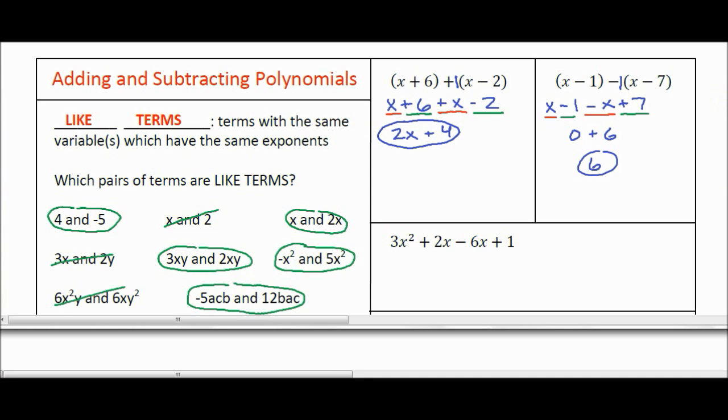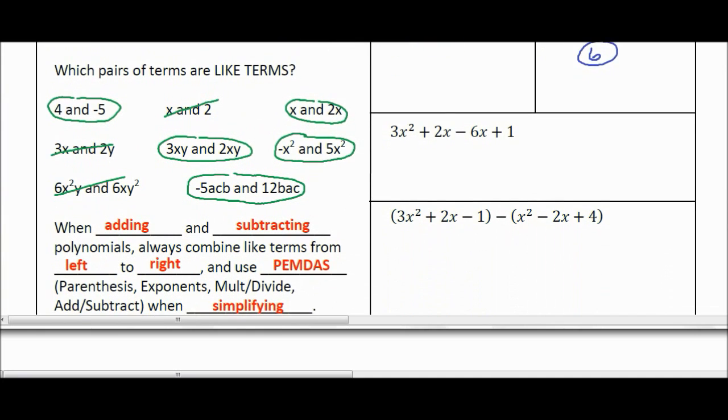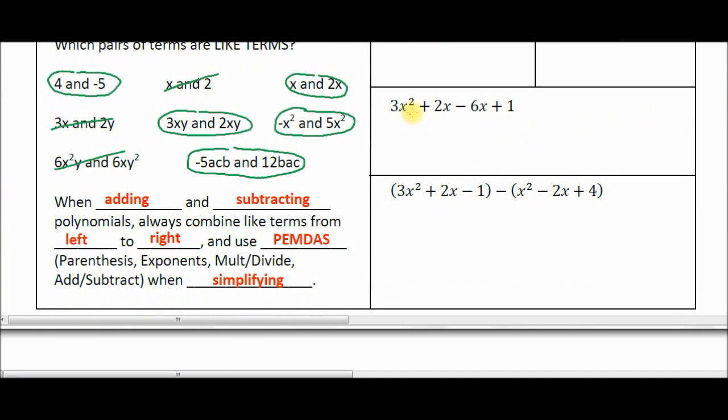All right, let's take a look at the next one. I got a little bit more time. 3x squared plus 2x minus 6x plus 1. Do you see any like terms? Let's take a look. X squared, this is the variable. There's no other x squared in the equation. No like terms. How about this one? This has a variable of x, and this one has a variable of x, or x to the first power. Those are like terms. And then the positive 1, a term without a variable, that's the only one. There's nothing to combine.